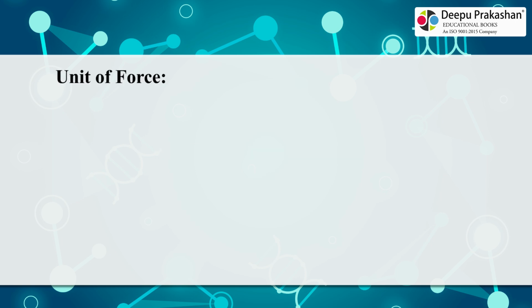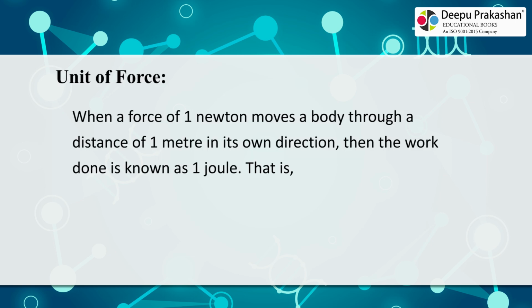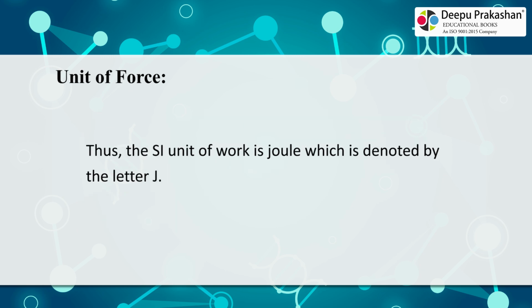Unit of work. When a force of 1 Newton moves a body through a distance of 1 meter in its own direction, then the work done is known as 1 joule. That is, 1 joule is equal to 1 Newton times 1 meter, or 1 joule equals 1 Newton meter. Thus, the SI unit of work is joule, which is denoted by the letter J.